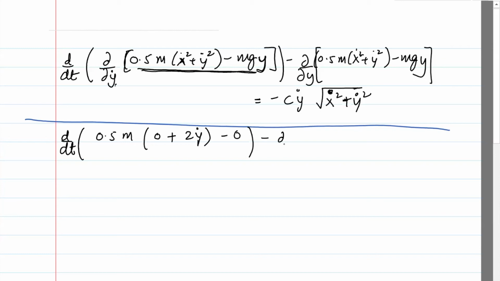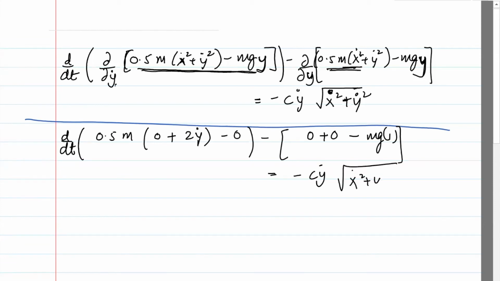Minus d dy of the first term, which has only x dot and y dot. So the first term is 0. This whole term is 0. You can write 0 plus 0 if you want. Minus mg times the derivative of y with respect to y is going to be 1. And so that all equals minus c y dot times x dot squared plus y dot squared.